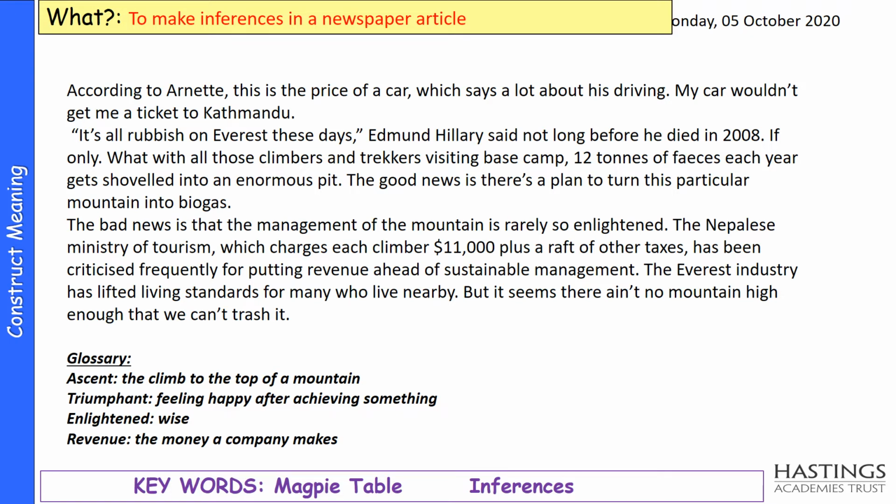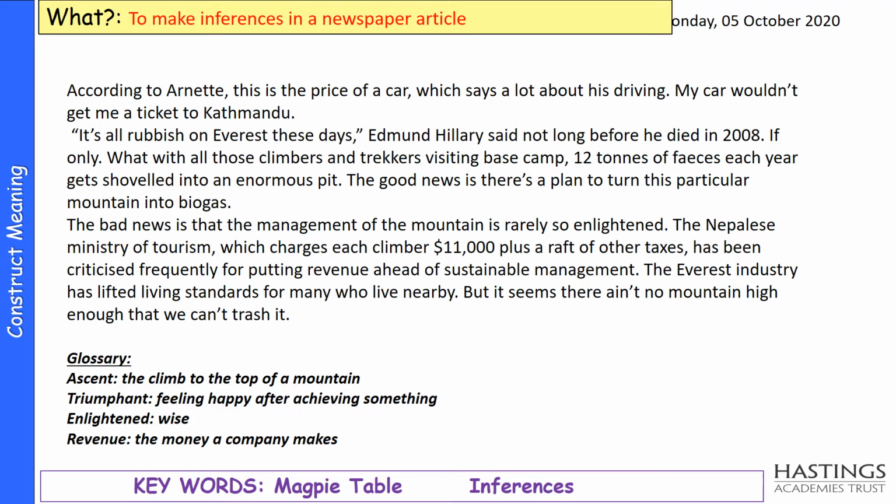It's all rubbish on Everest these days, Edmund Hillary said not long before he died in 2008. If only. What with all those climbers and trekkers visiting base camp, 12 tons of feces each year gets shoveled into an enormous pit. The good news is there's a plan to turn this particular mountain into biogas. The bad news is that the management of the mountain is rarely so enlightened.